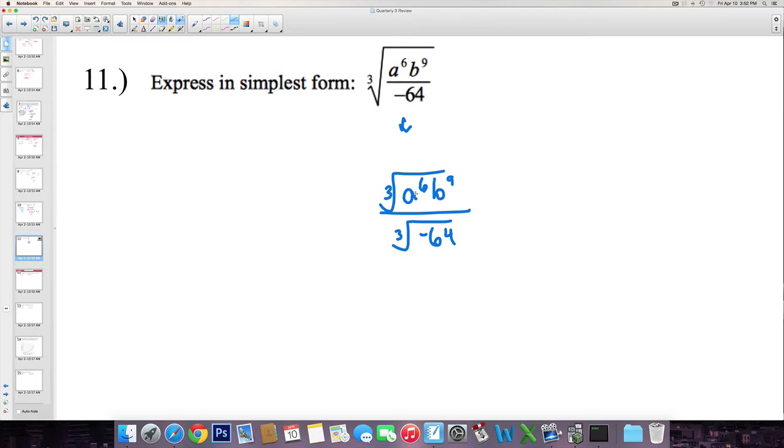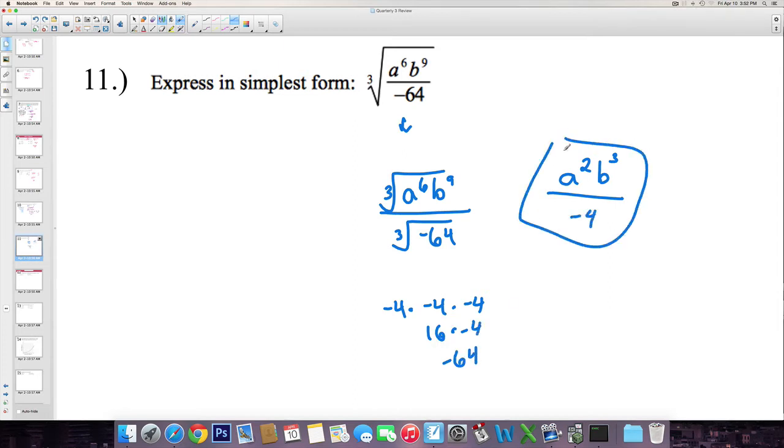So we want to do the cubed root of a to the 6th, b to the 9th. So that would turn out to be a squared, b to the 3rd. 6 divided by 3 is 2. 9 divided by 3 is 3. Divided by, and now we need to think of the cubed root of negative 64. So what number multiplied by itself 3 times will give you negative 64? That's going to be negative 4. That's 16. That's negative 64. So this would be it.